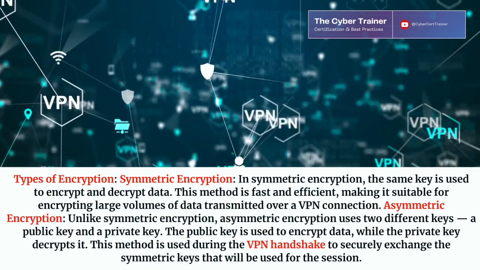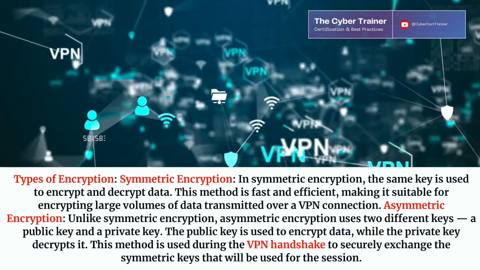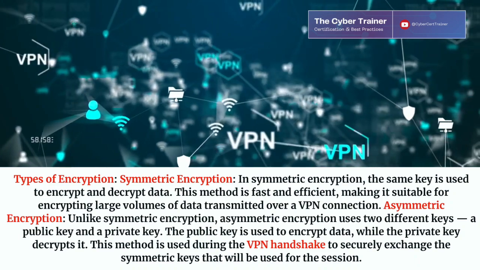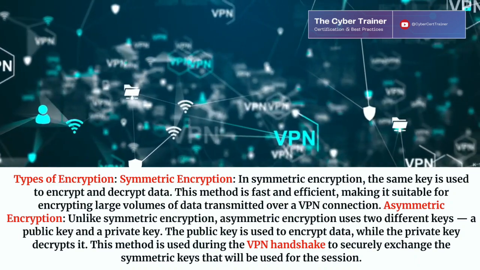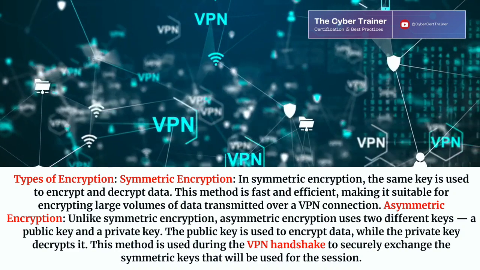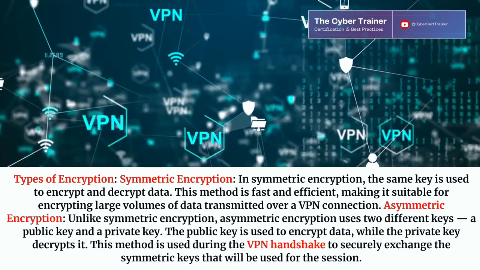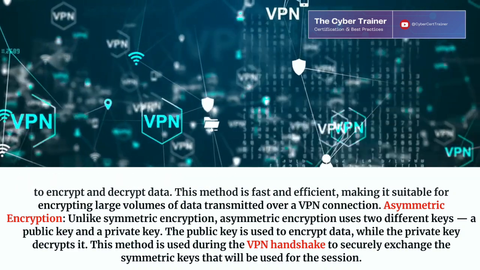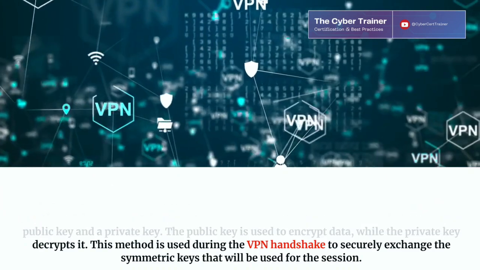Asymmetric encryption. Unlike symmetric encryption, asymmetric encryption uses two different keys, a public key and a private key. The public key is used to encrypt data, while the private key decrypts it. This method is used during the VPN handshake to securely exchange the symmetric keys that will be used for the session.